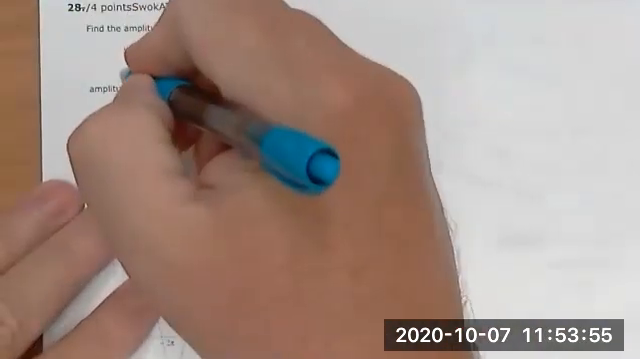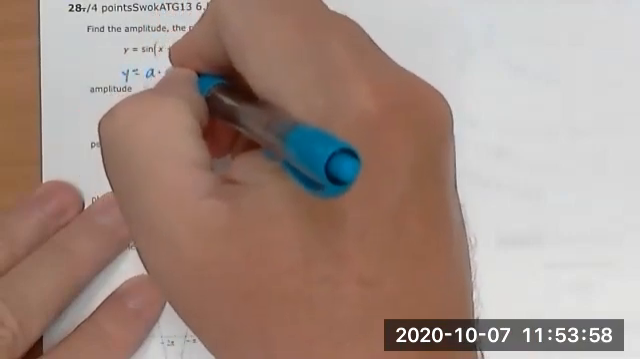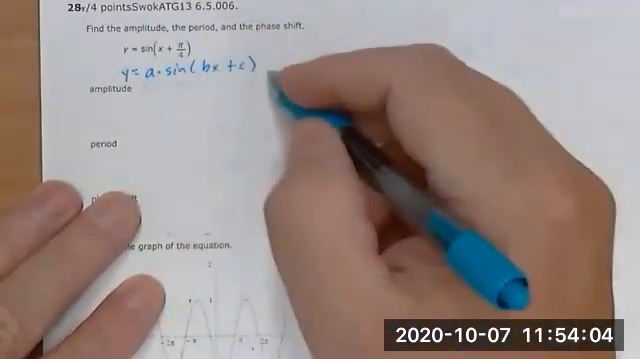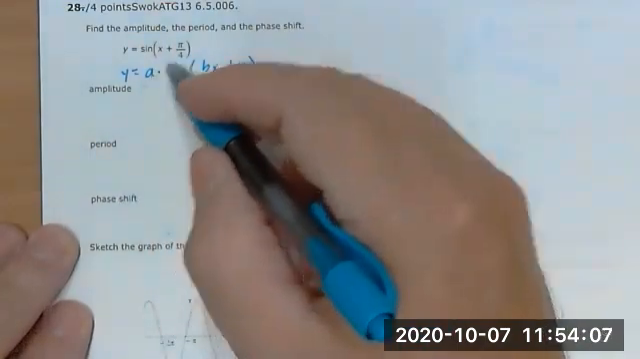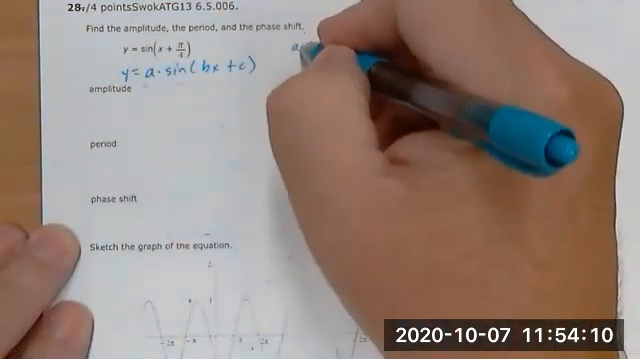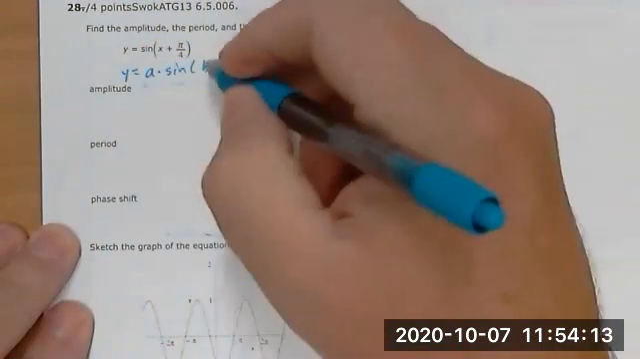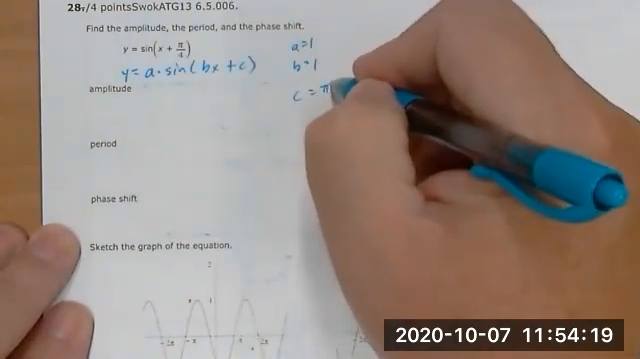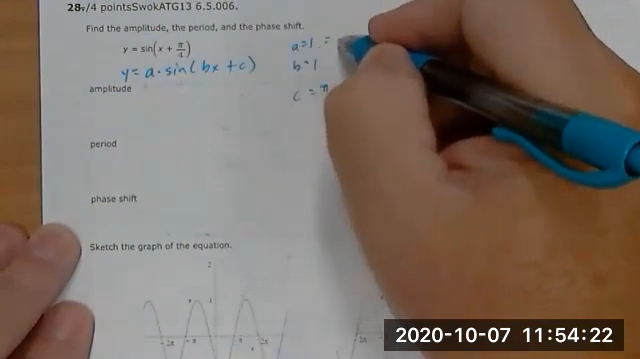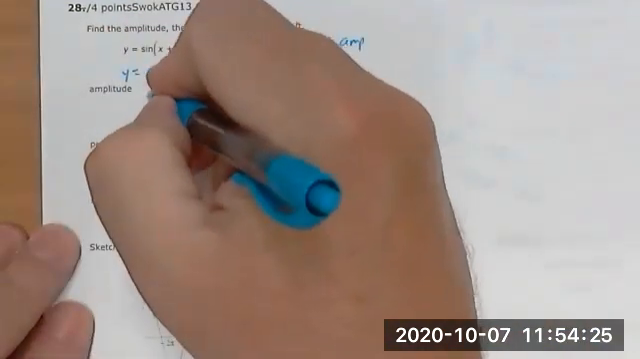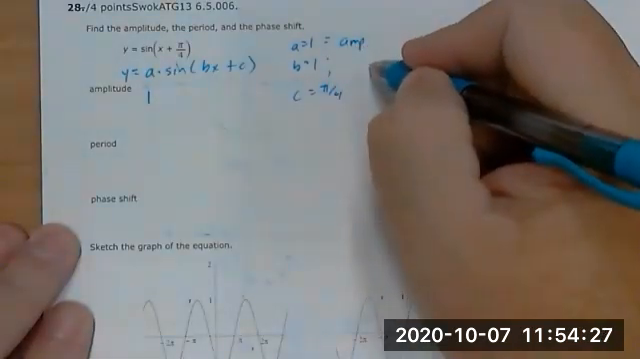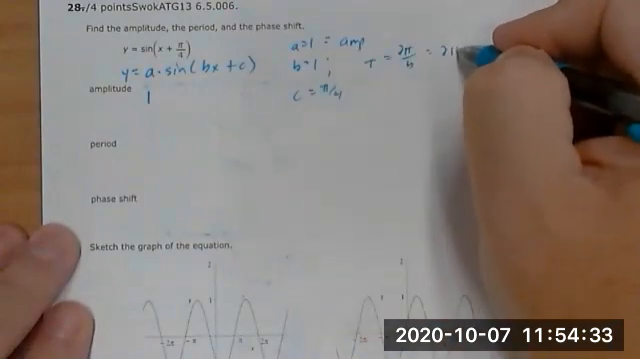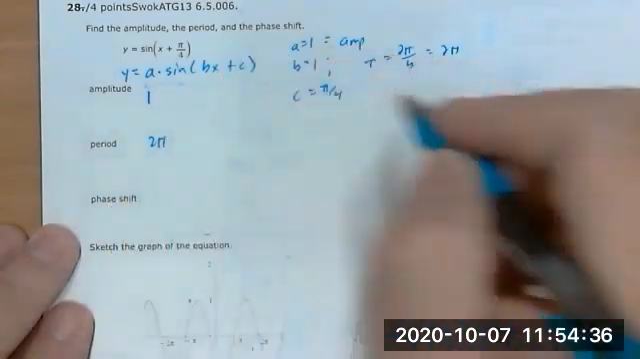Standard equation. It's always a place to start. A times the sine of bx plus c. To figure out amplitude, period, phase shift, we need to know what A, B, and C equal to. So A is 1. Looks like B is also 1. And C is pi over 4. Now A equals 1 is the amplitude. The period, which we call T, is 2 pi over B, since B is 1. Looks like the period's 2 pi.